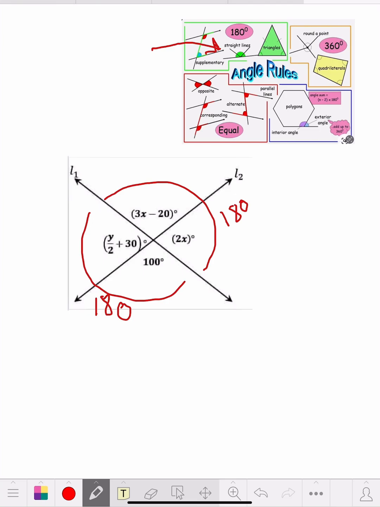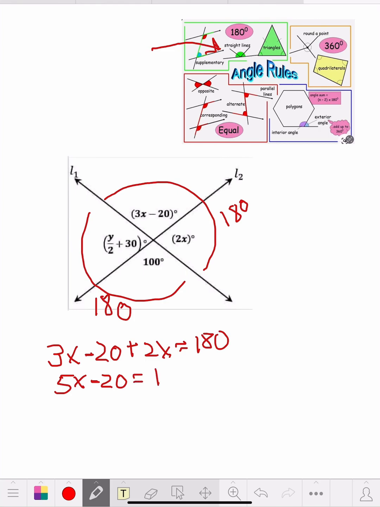So we got 3x minus 20 plus 2x equals 180. So let's solve for that. Okay, let's combine like terms. The 3x and the 2x will combine to 5x. Then we still have the minus 20 equals 180.